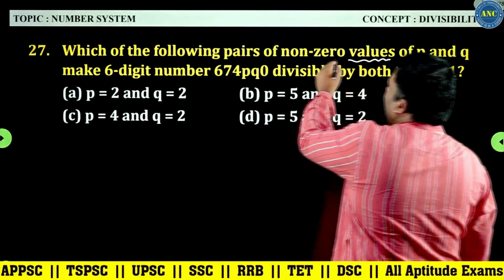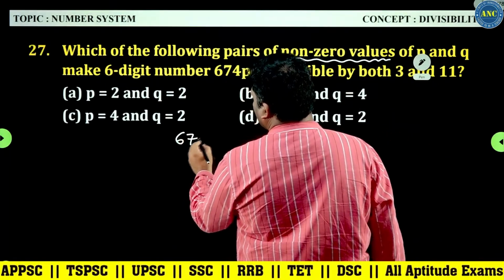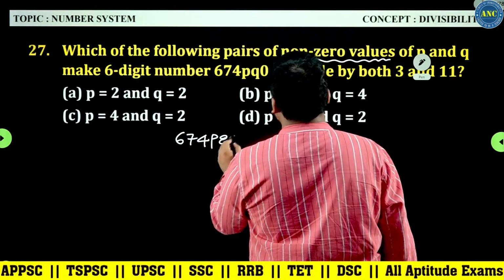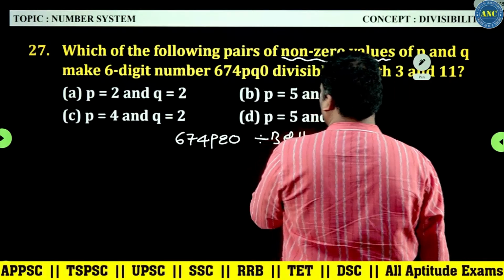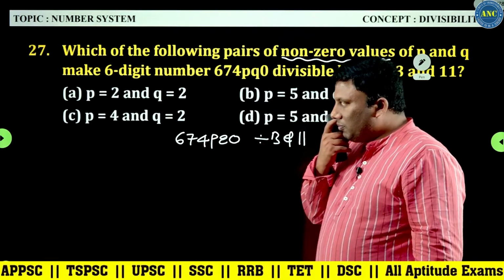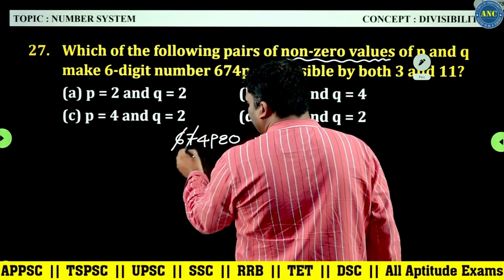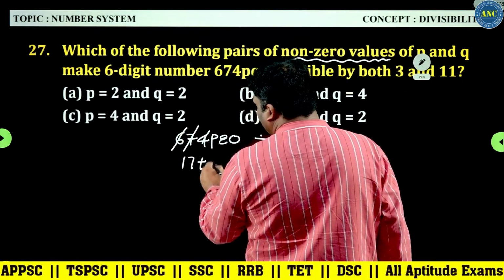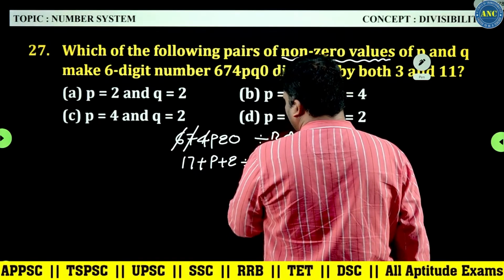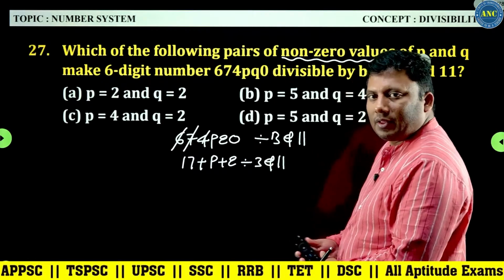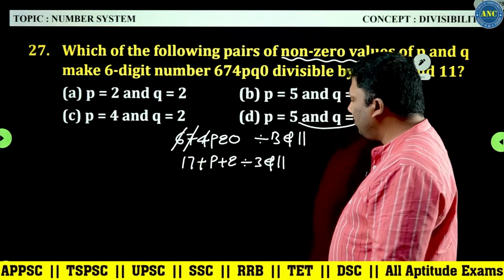Which of the following pair of non-zero values? Be careful, P and Q should take non-zero values such that 674PQ0 is divisible by both 3 and 11. 3 and 11 means 6 plus 7, 13. 13 plus 4, 17. 17 plus P plus Q should be divisible by 3 and 11. P plus Q: 5 plus 2, 7. 7 plus 17 divisible by 3.